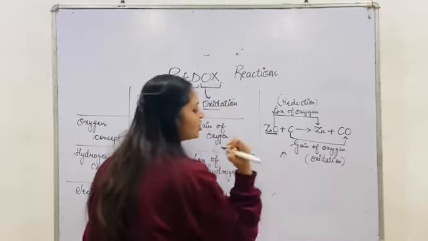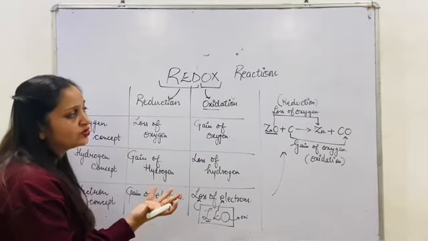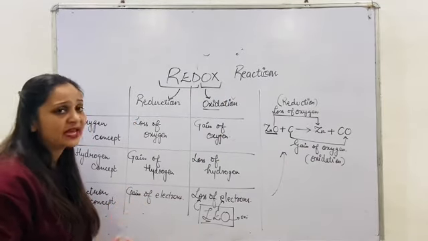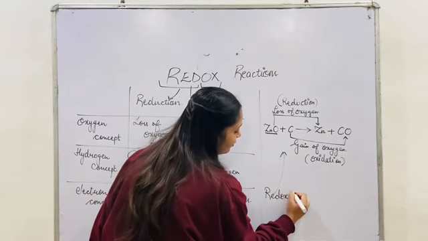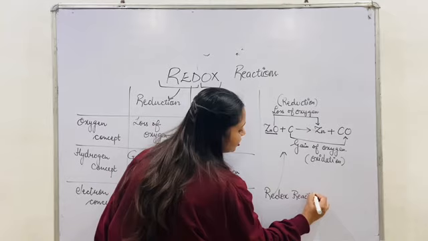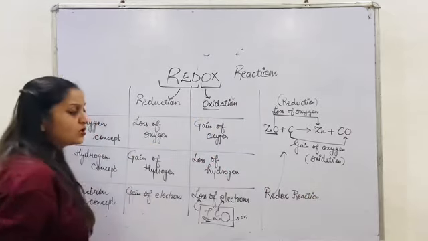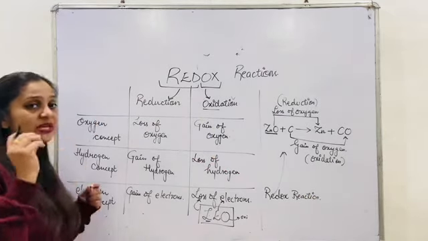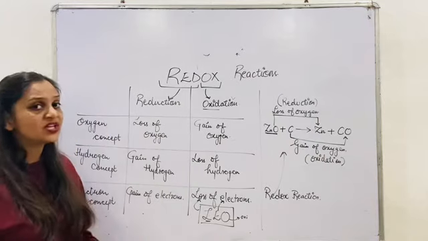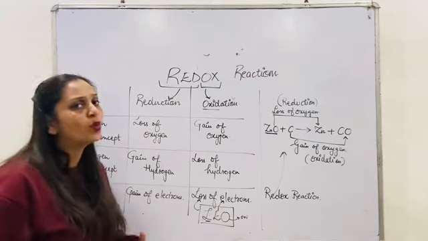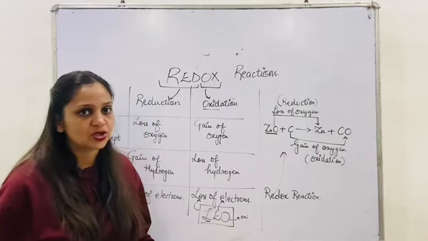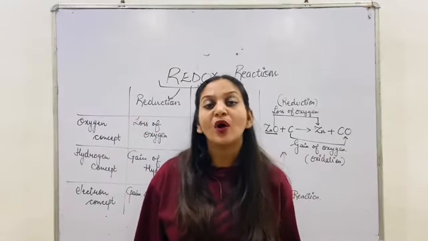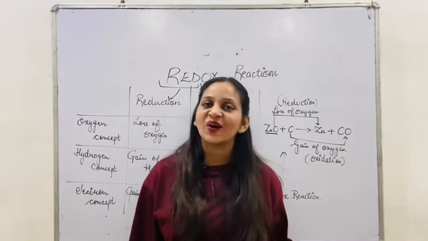And it is such a reaction in which both oxidation and reduction are taking place side by side. So it is a redox reaction. So this is the term here: a reaction in which oxidation and reduction both take place side by side is termed a redox reaction. So I really hope now you all can answer what a redox reaction is.